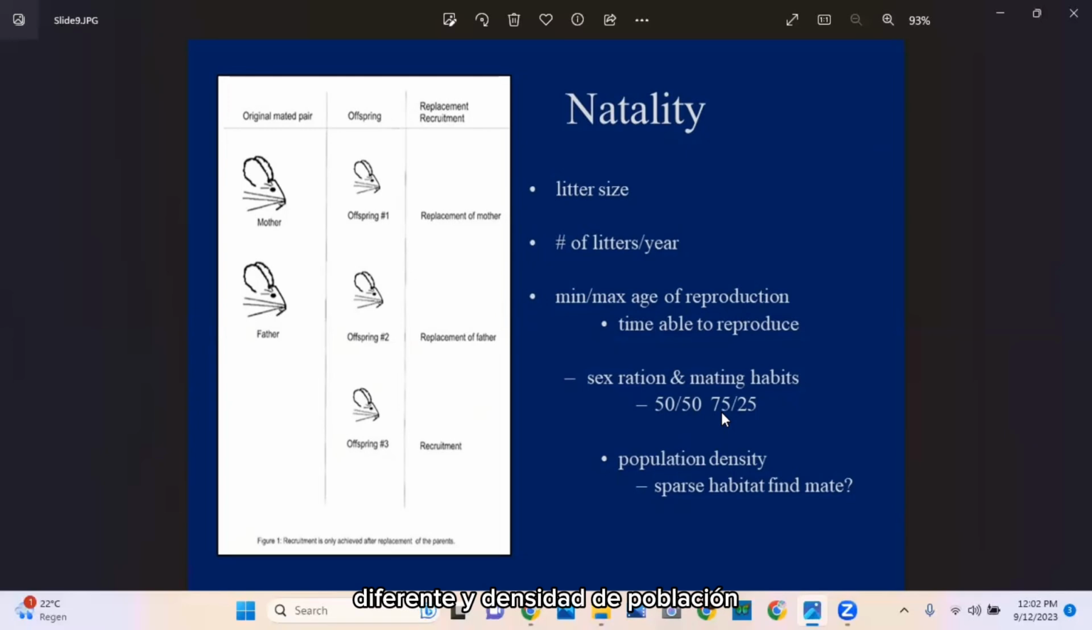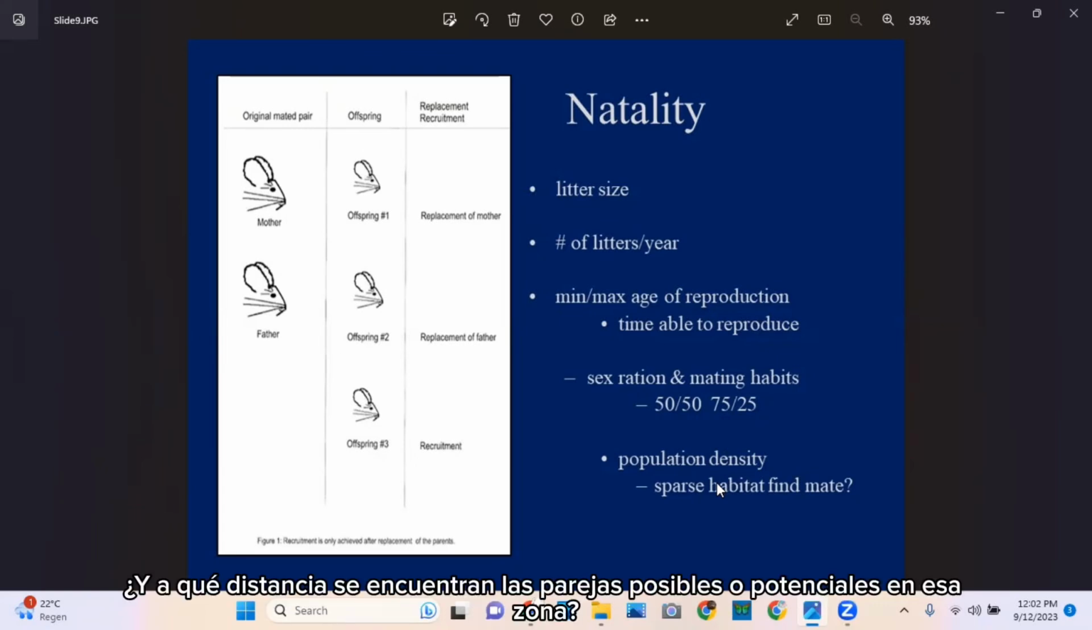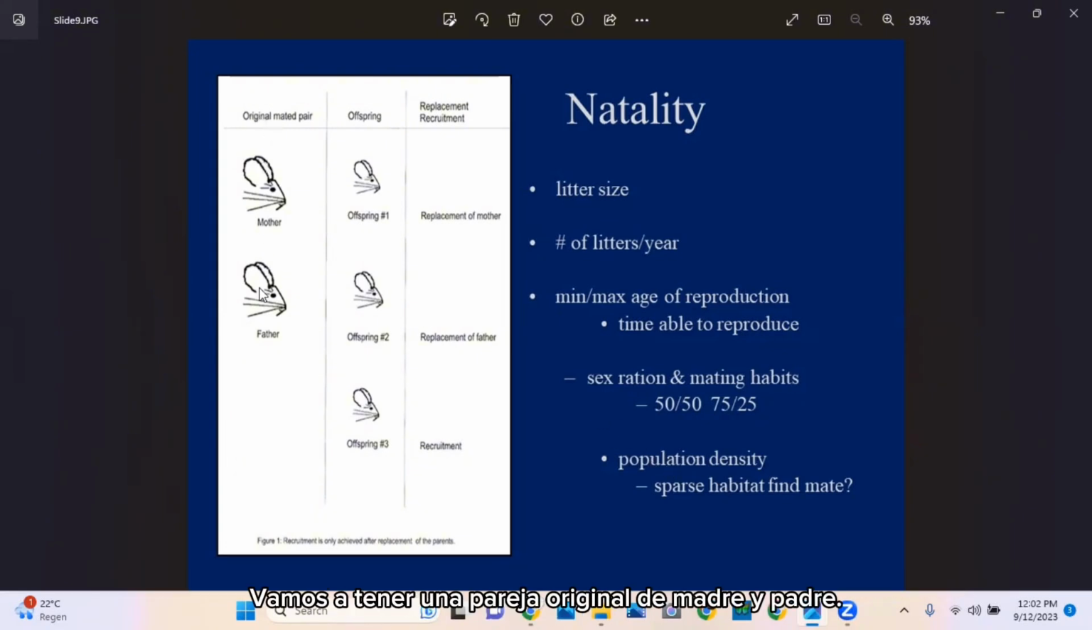And population density: how hard is it to find a mate? How sparse is the habitat where you can live, and how far away are possible or potential mates in that area? So for chinchillas, here we're going to have an original mated pair, a mother and a father.